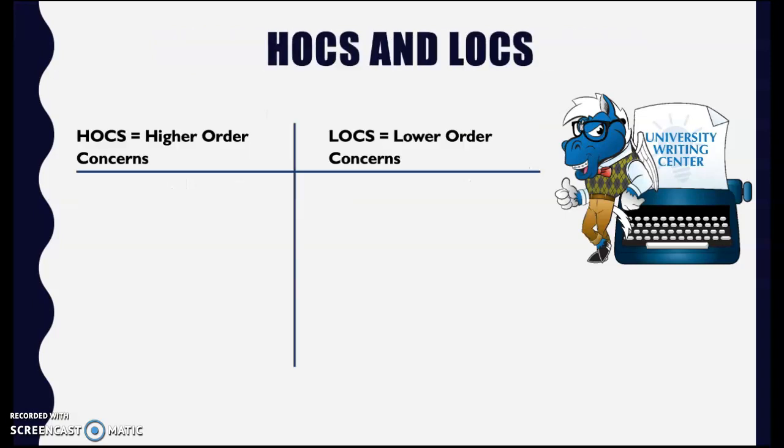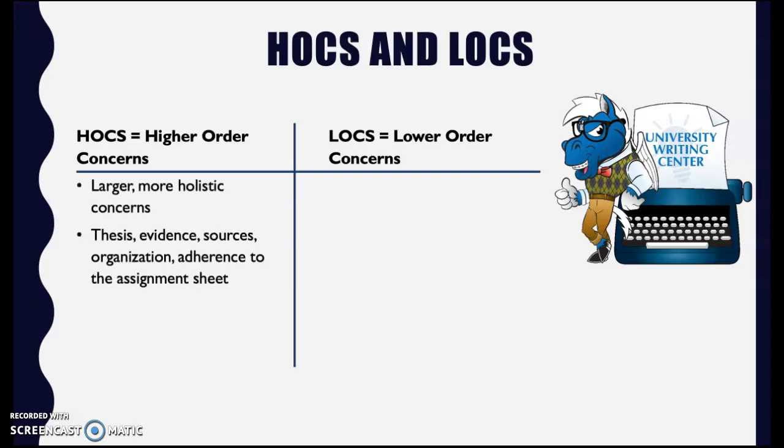Prioritizing your feedback means to consider it within the framework of higher order concerns and lower order concerns, or what we call HOCs and LOCs. HOCs address the larger, more holistic concerns, including but not limited to the thesis, evidence, sources, organization, and adherence to the assignment sheet. We prioritize these things over LOCs, which address more local concerns, including sentence structure, grammar, and word choice.